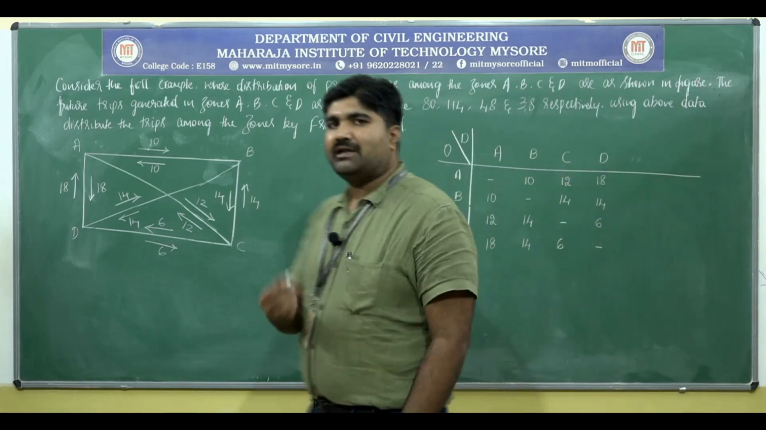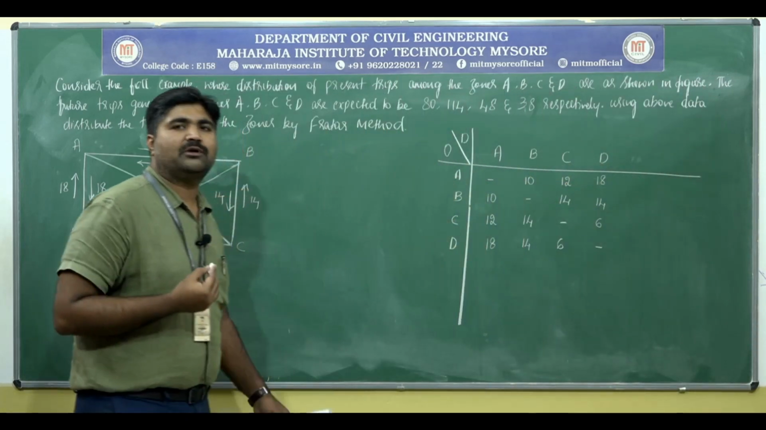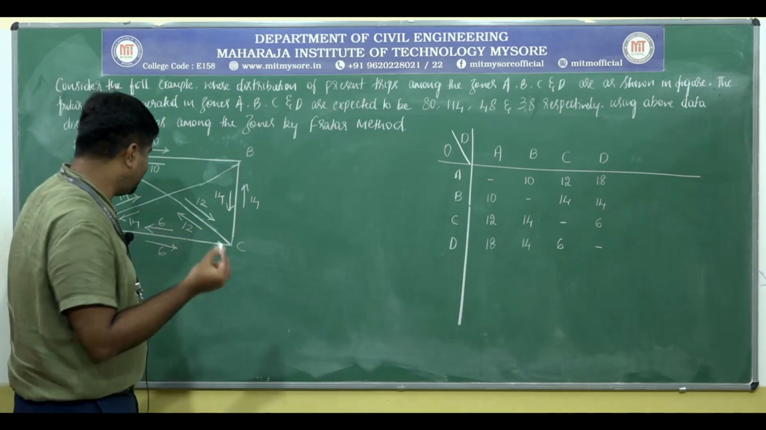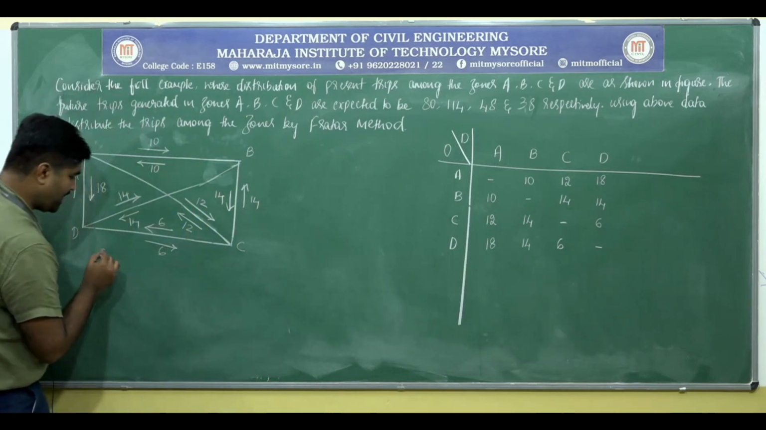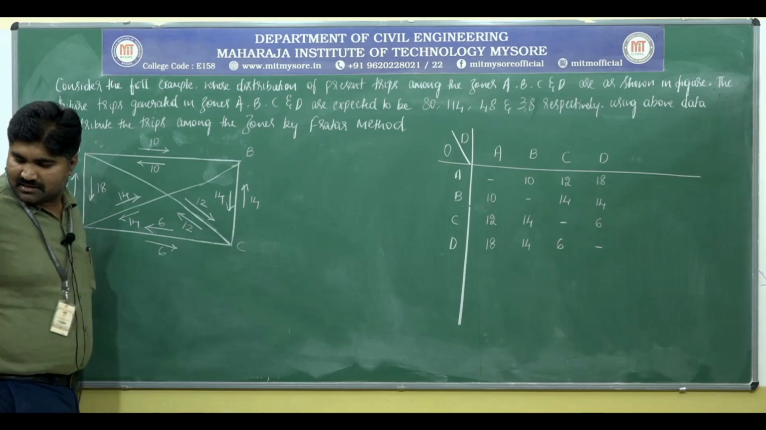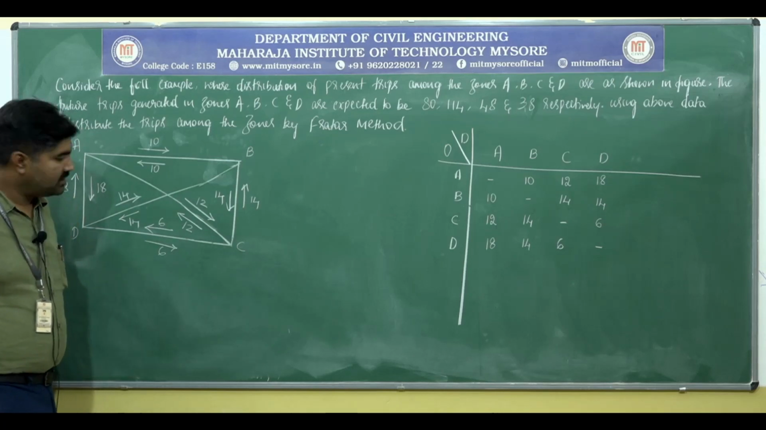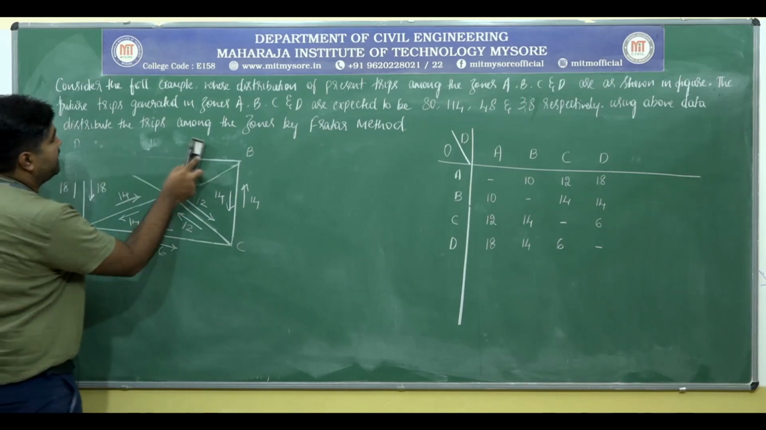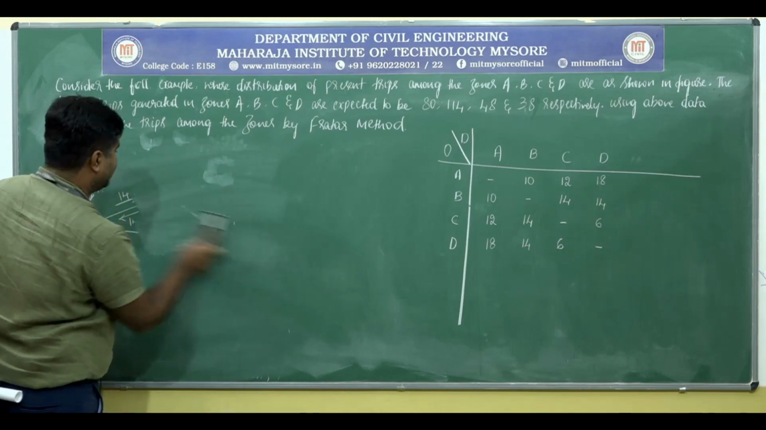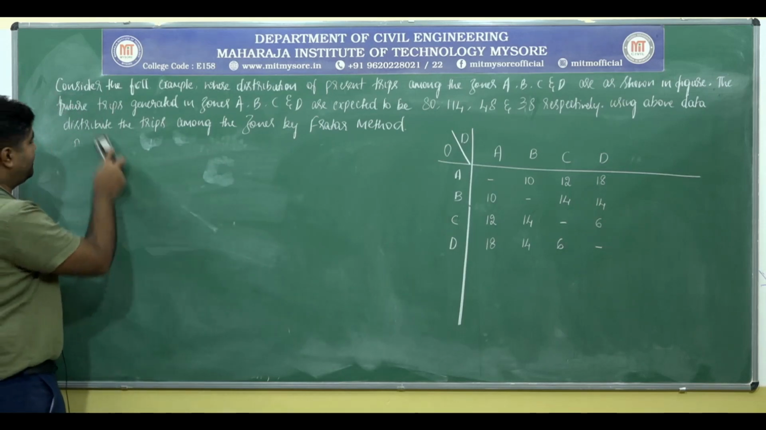I think you have all taken down the equation to distribute the trips in the case of the Fratar method. What is the equation? See, can I rub this? Okay, we no longer need this diagram. I think you have all taken down this diagram.